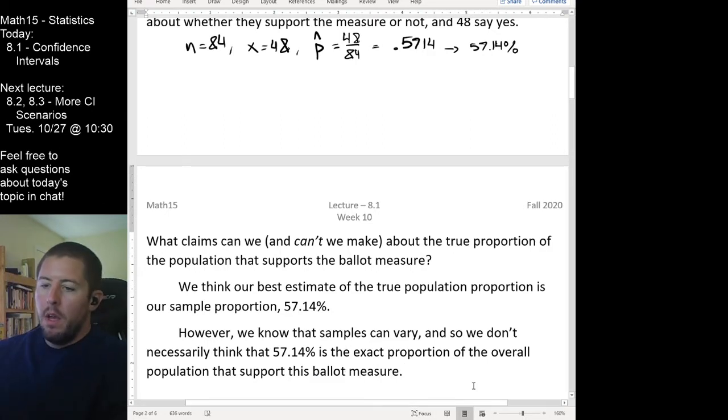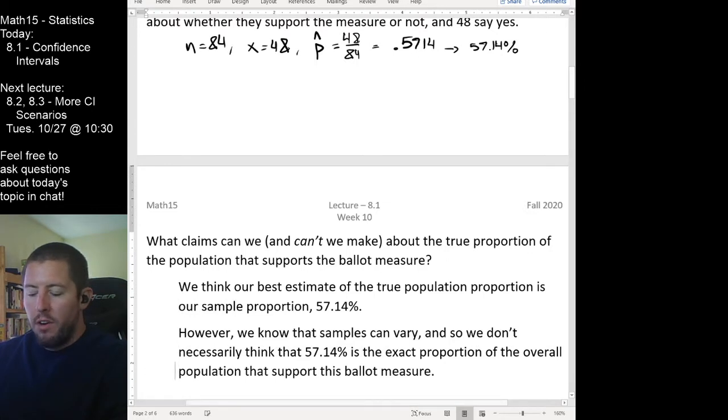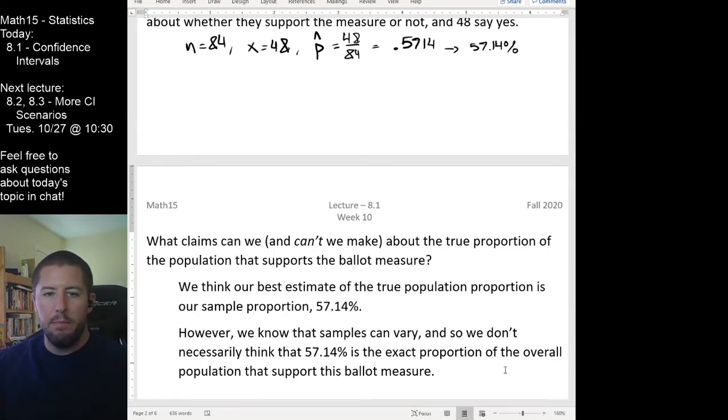All right. So, same statements as before. We want to state what we think we know, but we don't want to overstate what we know here. Our best guess for our population proportion would be our sample proportion, 57.14%. But we know that samples can vary from the overall population. It might be that we got a little bit more support or a little bit less support than is overall representative of the total population. And so we don't want to just claim that we think the answer is 57%. We want to say it's something near 57%. We're pretty sure of that.